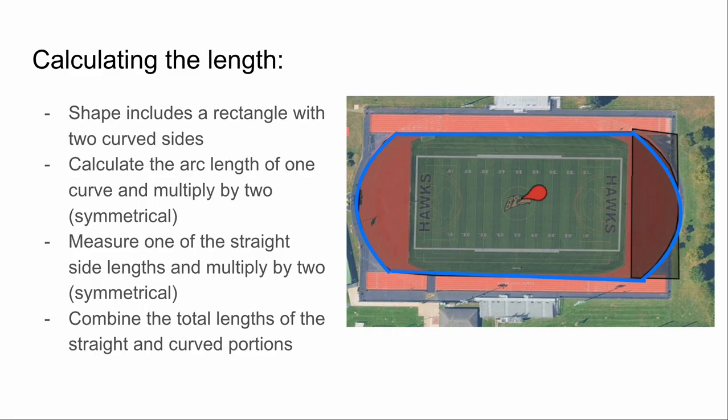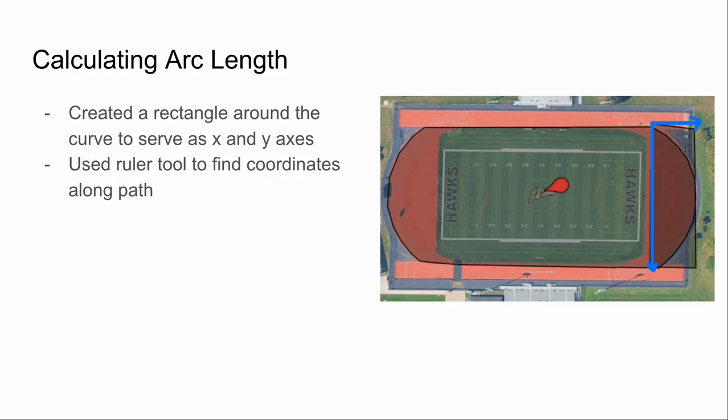length of my path. So to calculate the arc length, I started by creating a rectangle around the curve to sort of create x and y axes for this portion of the path. And then from there, I used a ruler tool to find coordinates along the path. I calculated that the length of the x-axis would be 260. So in order to get 12 coordinates, I knew that I had to make each segment about 21 feet, give or take.